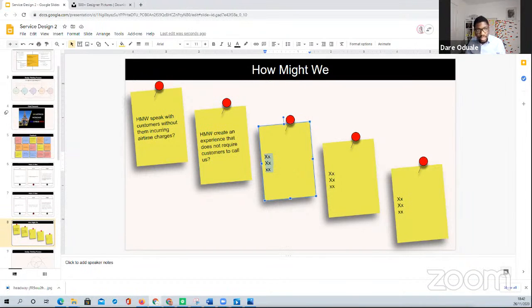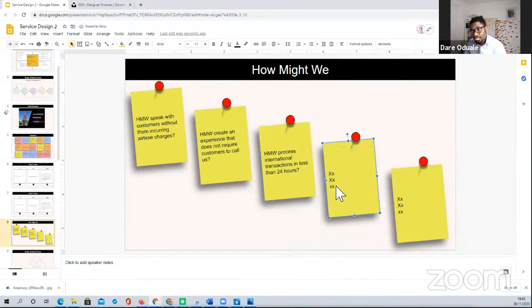So what else? We can go ahead and say, how might we process international transactions in less than 24 hours? Yeah. Now it does not mean that at the end of the day, you will find a solution that will process in less than 24 hours. Your solution might end up being 48 hours, but this is like spelling out some ambition around it. How might we process international transactions in less than 24 hours?